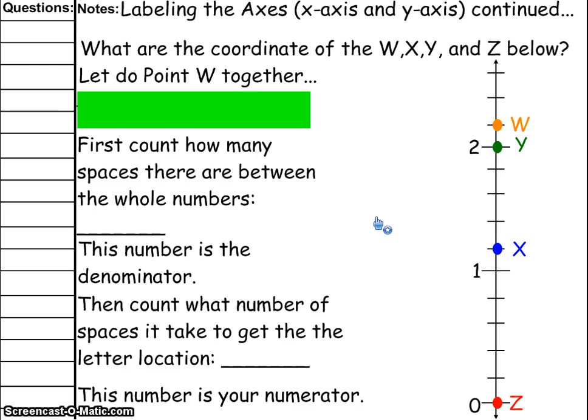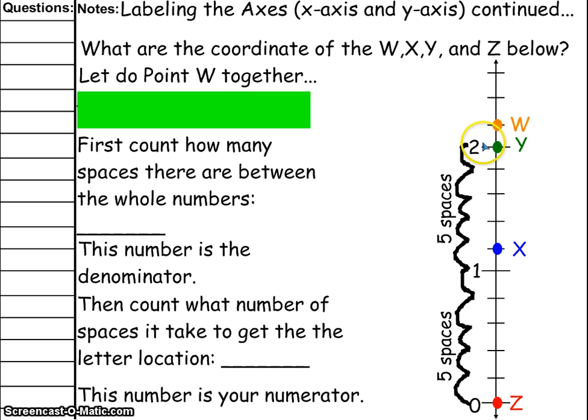Now we're going to look at the vertical axis, which is our y-axis. And again, what are the coordinates of the points W, X, Y, and Z below? So let's do point W together. Again, you want to still count how many spaces there are between the whole numbers. So here we have 1, 2, 3, 4, 5 spaces. Again, between 1 and 2, we have 1, 2, 3, 4, 5 spaces.